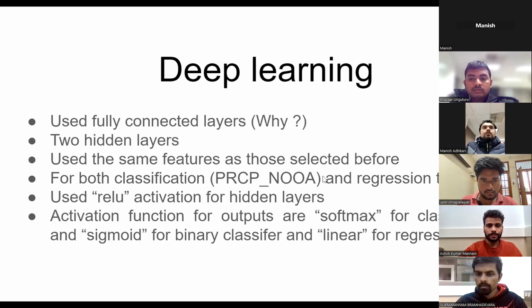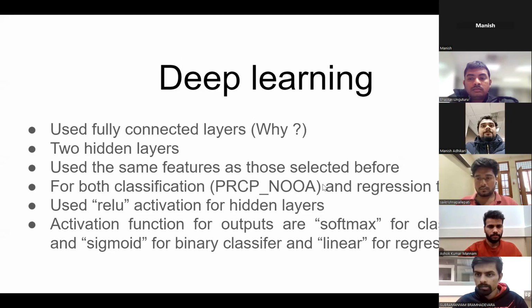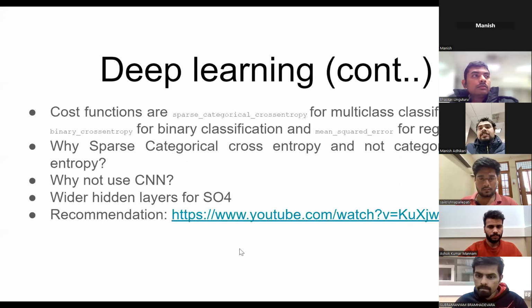Next, I've also worked on deep learning. I built one single function which does everything with deep learning: it displays the data, trains, tests, and gives the results. We have used fully connected layers. Why not another type of deep learning? I will talk about why I use fully connected layers later on. We have two hidden layers, and I haven't changed the feature selection. The same features I selected by covariance matrix, I have used the same.